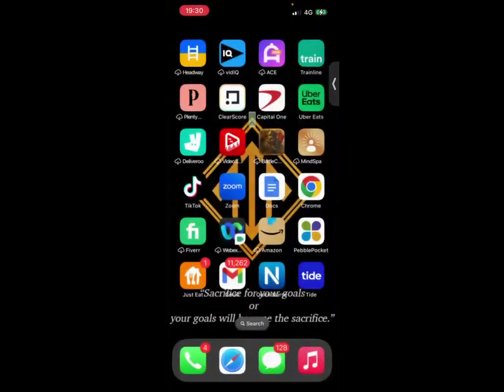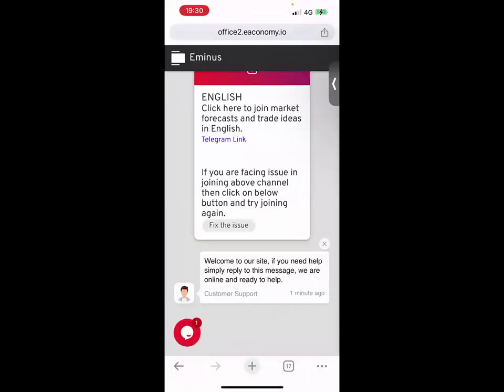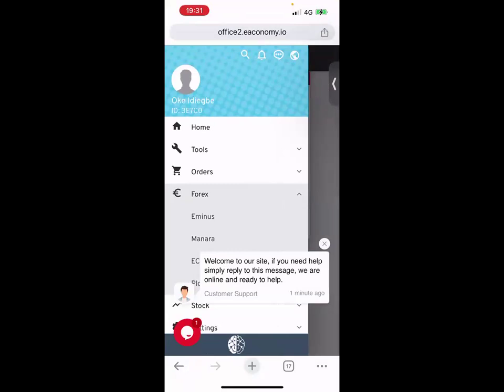It's easy. If you've not done this, just follow what you just saw. You saw that we clicked the Telegram link, and that's just how you get plugged in. And once it tells you the link has expired, and you know that you're not in the group, just click this fix the issue, then just click the Telegram link again. So let's go to Manara. Click on Manara.